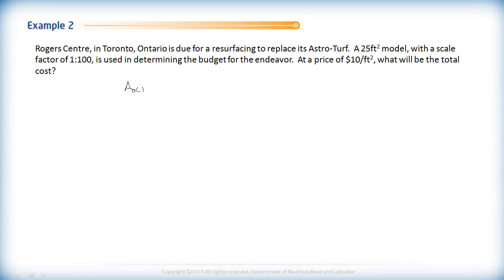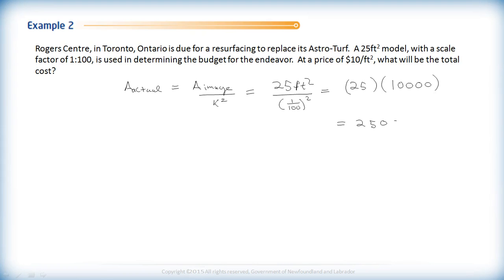And we've done this enough now that you should be able to say the area of an actual is what you get if you take the area of the image and you divide by your squared scale factor. Okay. So we're going to say the area of the image here was 25 square feet. And we're dividing by our scale factor, which is 1 over 100 squared. So that ends up being 25 multiplied by the reciprocal of that, which is 100 squared, or 10,000. So what we end up with is 25 times 10,000 is 250,000 square feet.